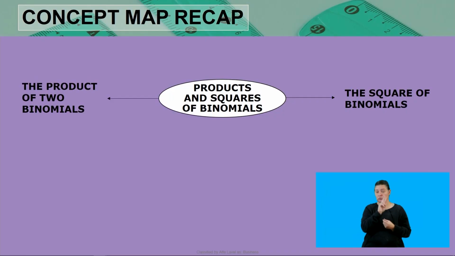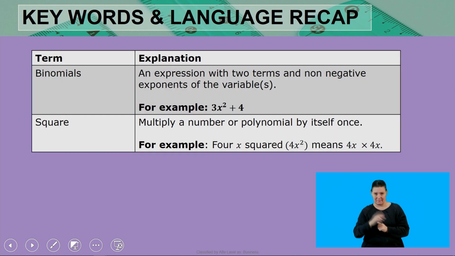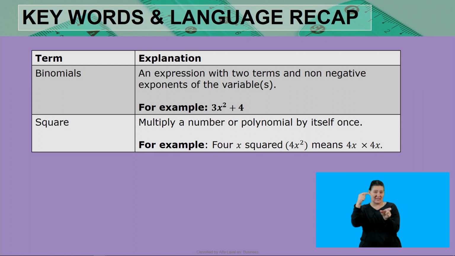So, if you remember, in our lesson, we were focusing on two aspects, and that is the product of two binomials and the square of binomials. We looked at some keywords that we were working on in the language that we were using, that is binomials. And if you remember, a binomial is an expression with two terms and non-negative exponents of the variables or variable. For example, 3x squared plus 4.